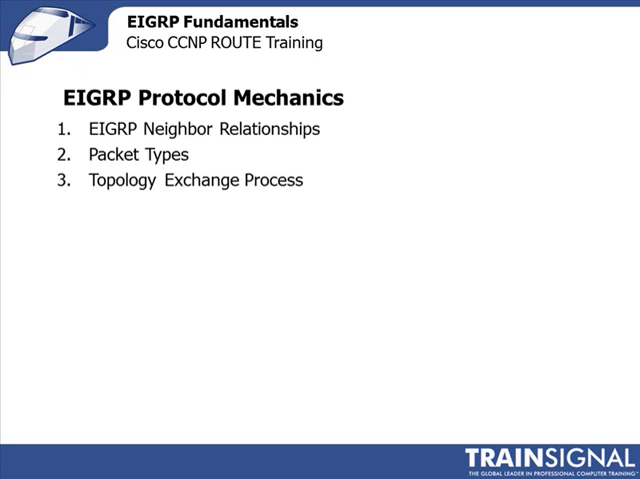So to begin with, it's important to understand the building blocks of how EIGRP functions as a protocol. In order to do that, we're going to take three principles and flesh them out a little bit. We're going to look first at EIGRP neighbor relationships because it's particularly important. We're going to look at the types of packets that are used in EIGRP operations. And then we're going to look at an overview of the topology exchange process.